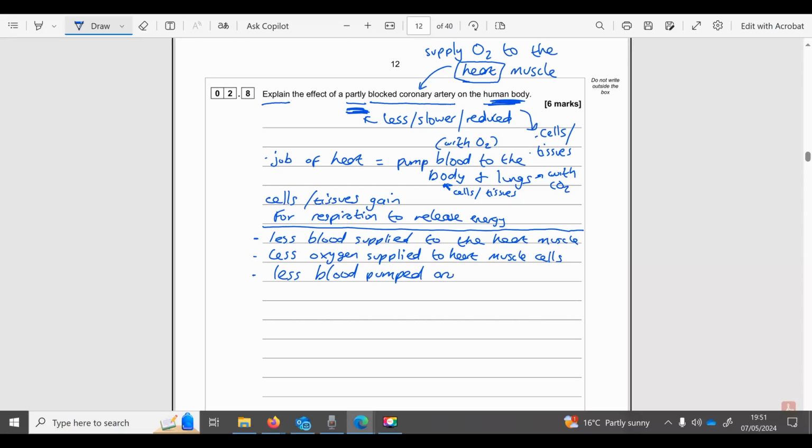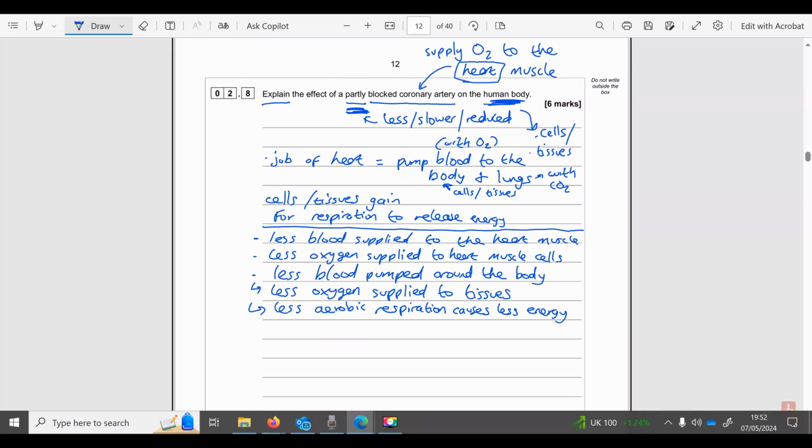Okay, now, what are the muscle cells supposed to do? Contract, and that's supposed to pump the blood. So if they are getting less oxygen, there'll be less contraction, so there'll be less blood pumped around the body. And then the consequence of less blood pumped around the body, again similar to the point above that, there'll be less oxygen supplied to tissues. The consequence of that means there'll be less aerobic respiration. And that causes less energy to be released.